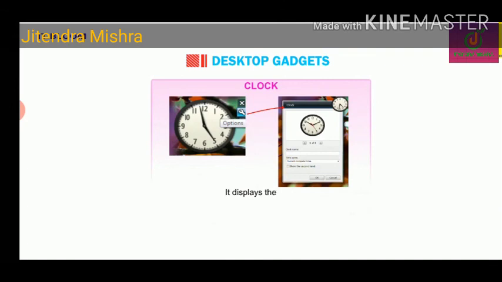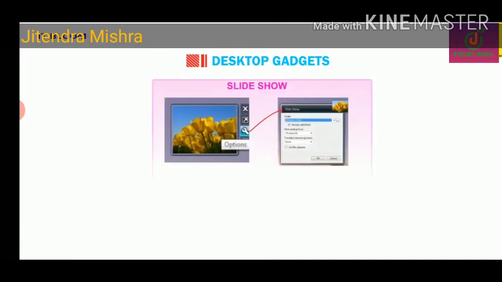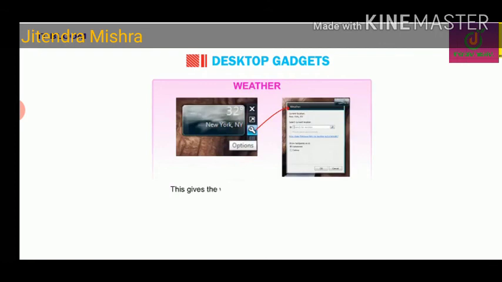Clock displays the time. To change the clock name and clock style, click the Options button and make the desired changes. Slideshow displays a continuous slideshow of pictures on your computer. Click the Options button and select the picture folder, speed and transition effect between pictures. Weather gives the weather information either in Celsius or Fahrenheit of any place around the world.